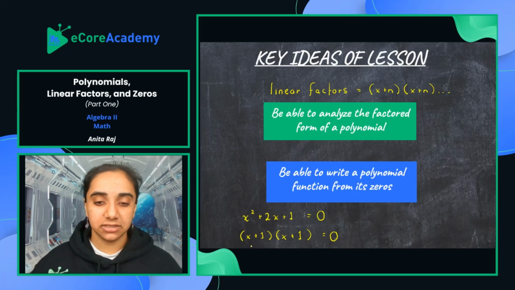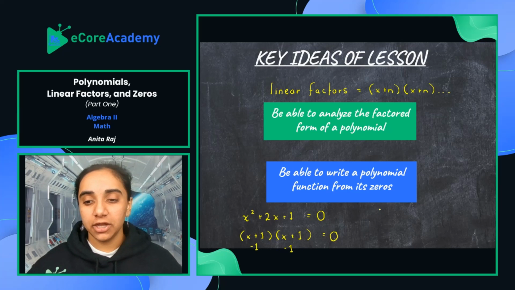In this case, we can see that the zeros are -1 and -1. Because it's a perfect square trinomial, it only has one zero. And if you remember when we graphed this, what did the zeros represent? Well, they represent where the graph hits the x-axis.